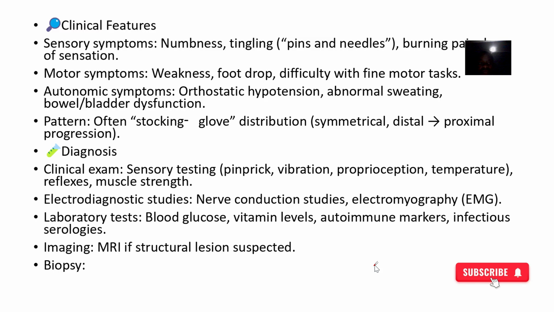Okay, so clinical features are numbness and also tingling. And motor symptoms, like you're not able to move that part of the body because signals are not reaching it. Then autonomic issues like orthostatic hypotension, abnormal swelling, bladder and bowel dysfunction. Then the pattern is often a stocking-glove distribution.